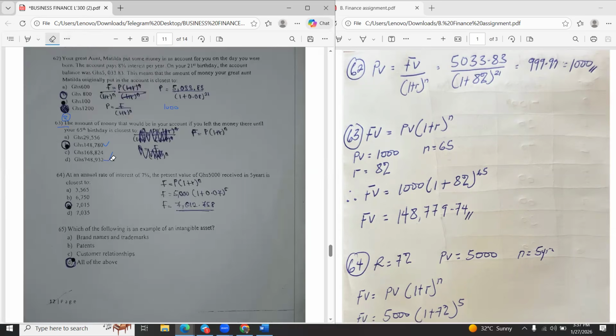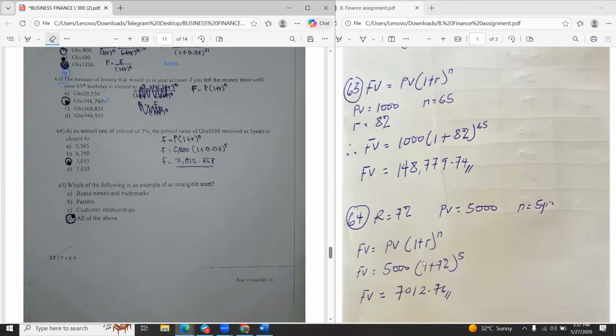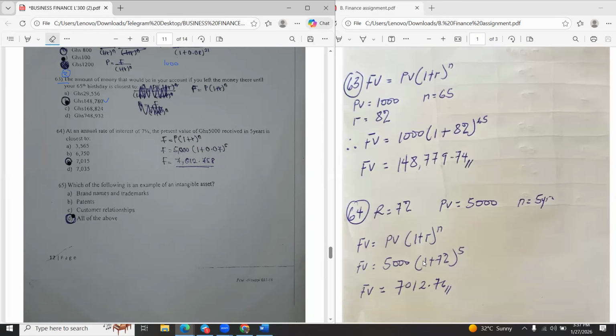Having said that, I was reading question 64, and question 64 says that you have been given a rate of 7%, a present value of 5,000, and a number of years of 5 years, and they ask you to find your present value. So once you substitute it in the formula, you'll be getting somewhere around 7012.76. And then to the nearest whole number, they said closest. So the one that is immediately close is 7015.